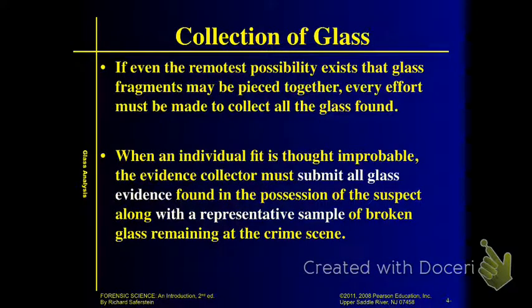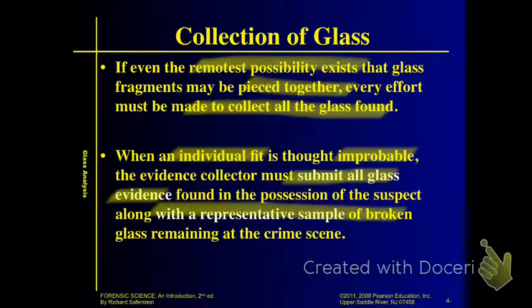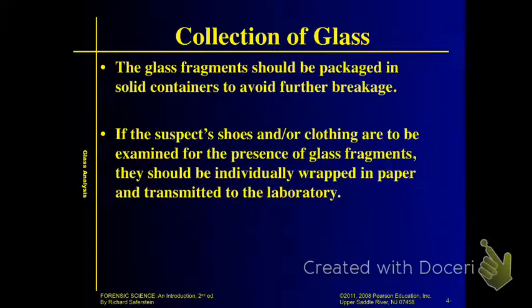Even if the remotest possibility exists that glass can be pieced together, every effort must be made to collect all the glass found. When there's an individual fit that's thought to be improbable, either way, the evidence collector has to submit all glass evidence along with a representative sample of broken glass remaining at the crime scene. So glass evidence found in possession of the suspect along with a standard reference or a representative sample from the glass at the crime scene.